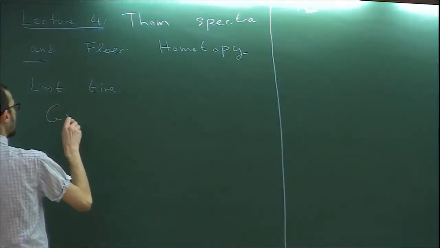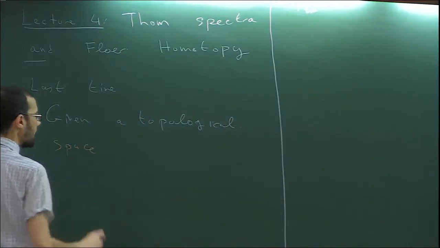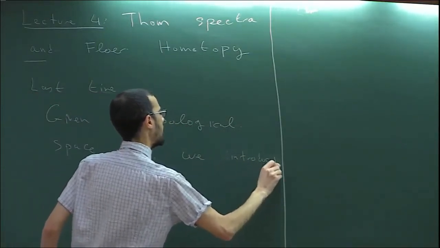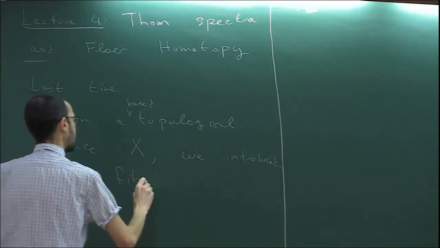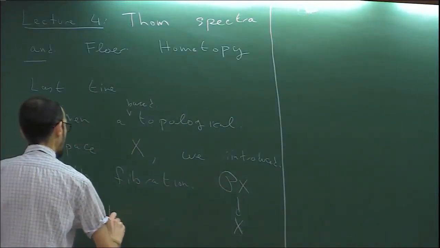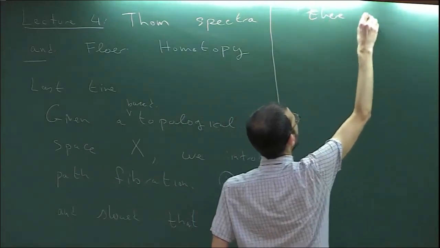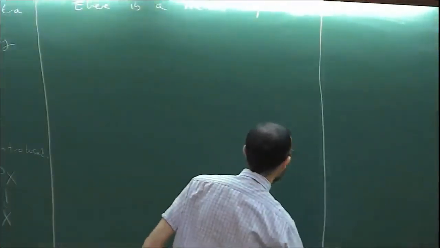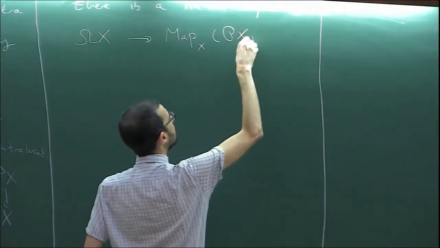So given a topological space, let me call it X. We introduced the path fibration, PX over X, and showed that, the notation might be slightly different, but there is a natural equivalence from the base loop space of X to the space of fiber-wise maps over X of path space.